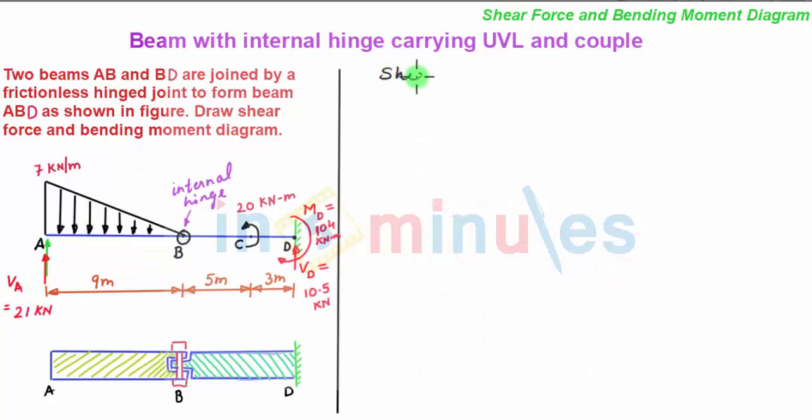Now let us begin with shear force calculation. We move from point A to D. By taking a section towards the right of A and very near to it, shear force towards the right of A is given as, by considering the left hand side of section, we see that there is an upward force VA equal to 21 kilonewton. So upward force on the left hand side is positive, so we have plus 21 kilonewton shear force.